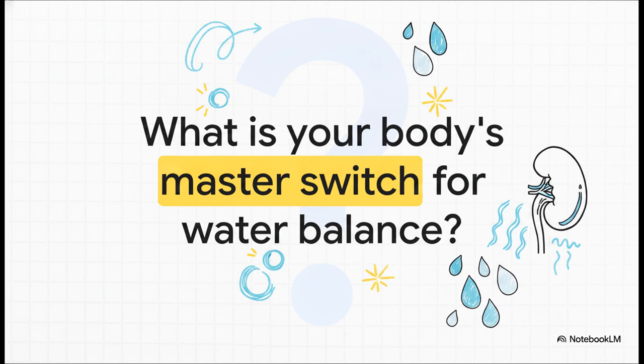The answer is the Antidiuretic Hormone, or ADH. I really want you to mentally highlight that acronym right now, ADH. Throughout this explainer, you're going to see how the levels of this one single hormone completely dictate the behavior of your entire renal system. It is the absolute core variable we'll be tracking today.